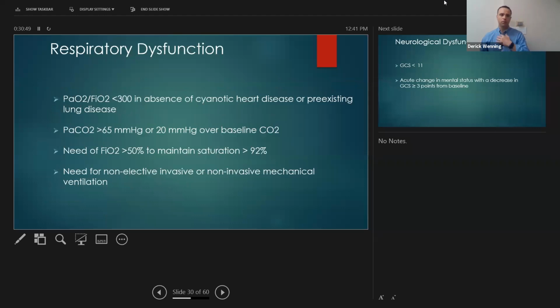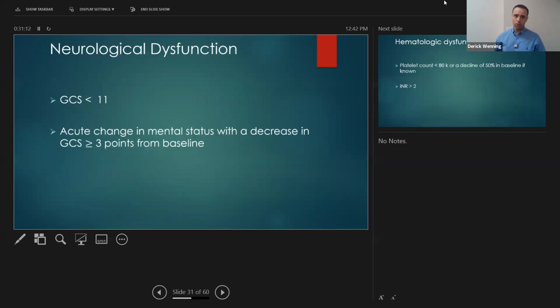Respiratory dysfunction, PaO2 to FiO2 less than 300 in the absence of cyanotic heart disease. PaCO2 greater than 65, or 20 over baseline if you have your special needs children who are trach'd, and they have a baseline that's abnormal. It's 20 off their baseline. Their need of FiO2 greater than 50% to maintain a sat greater than 92%, or the need for non-elective invasive or non-invasive mechanical ventilation.